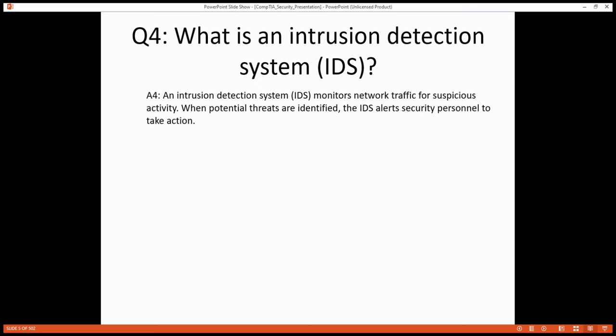Q4. What is an intrusion detection system, IDS? A4. An intrusion detection system, IDS, monitors network traffic for suspicious activity. When potential threats are identified, the IDS alerts security personnel to take action.